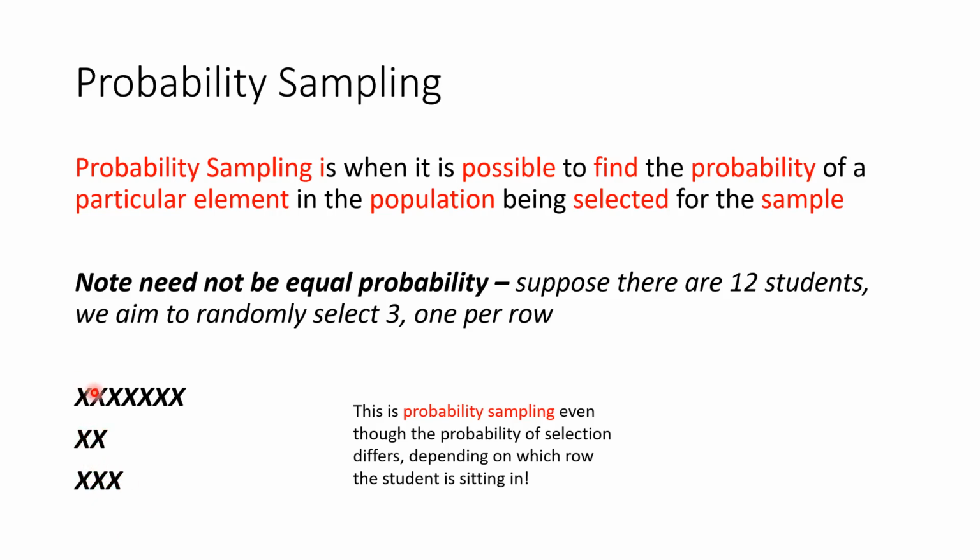But if I said I'm picking the first, the middle, and the last, that wouldn't be probability sampling. That would be non-probability sampling. It means I've just made up my own mind. I didn't randomly select.